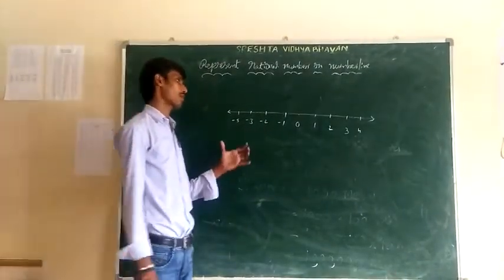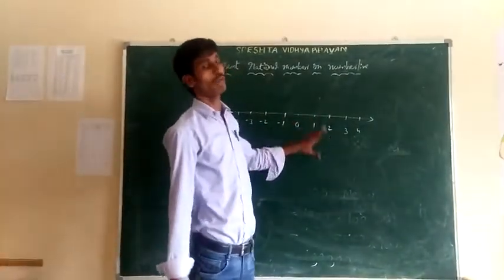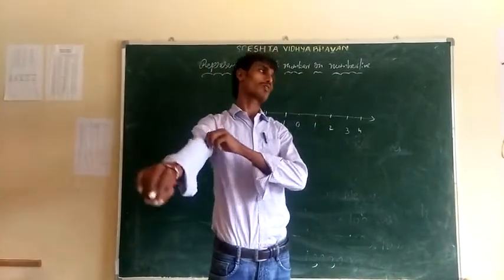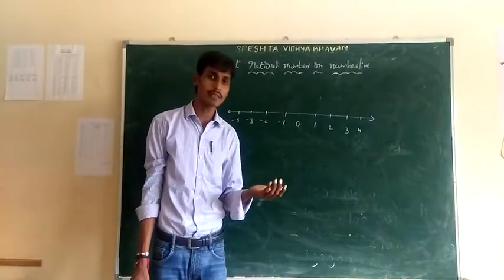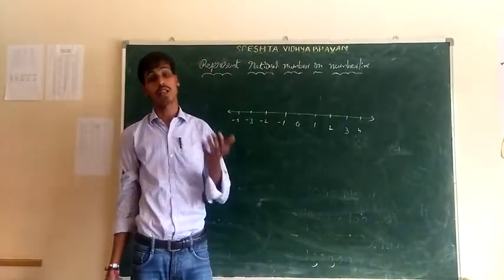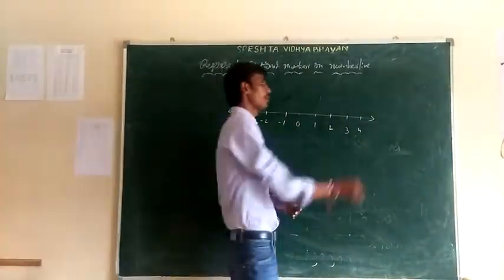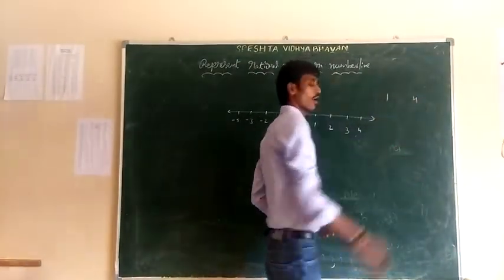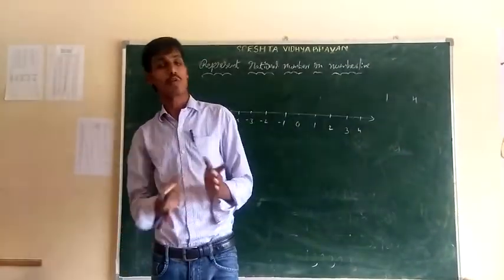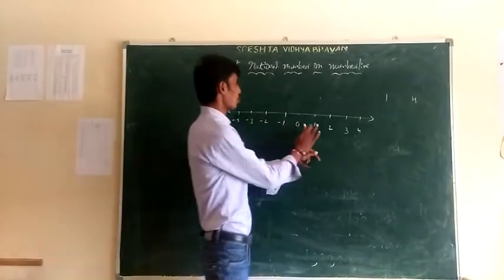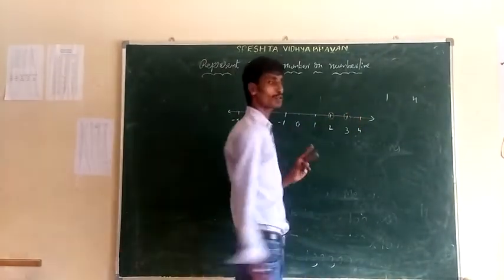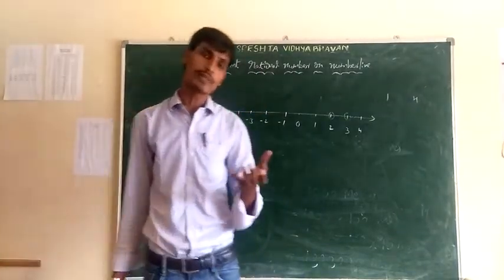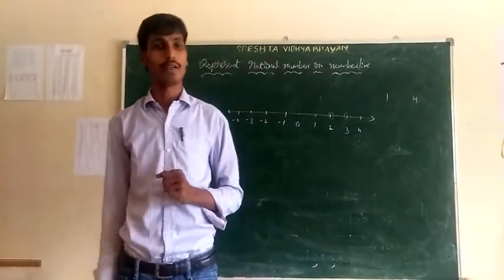In our previous class, we learned the representation of integers on a number line. First, suppose, how many integers lie between 1 and 4? Simply, between 1 and 4 we have 2 and 3. That means 2 integers lie between 1 and 4.